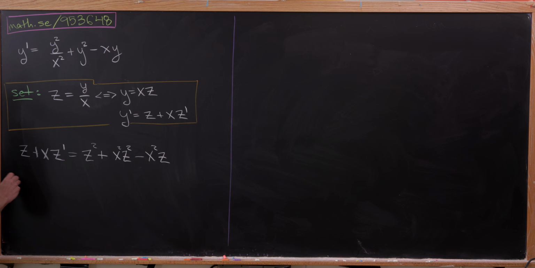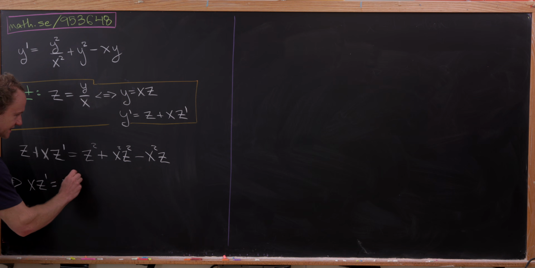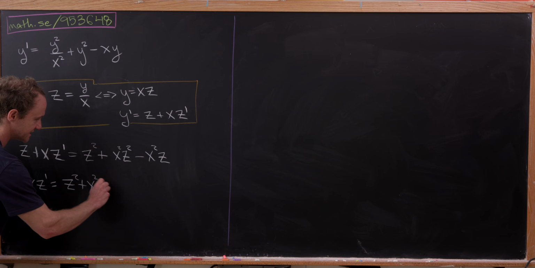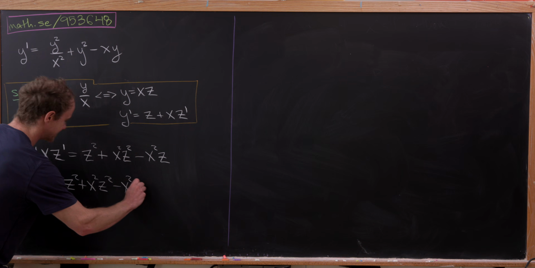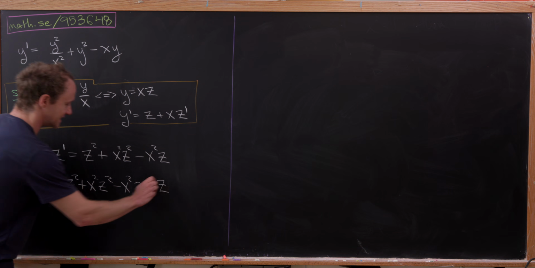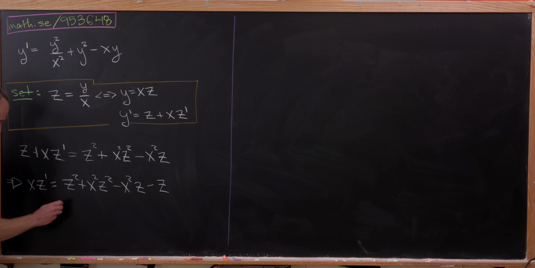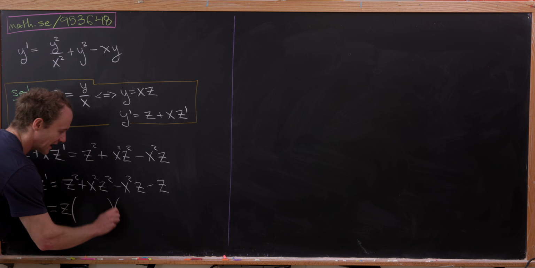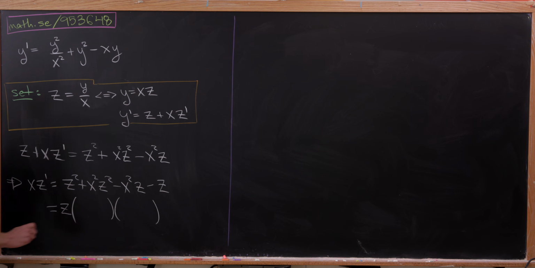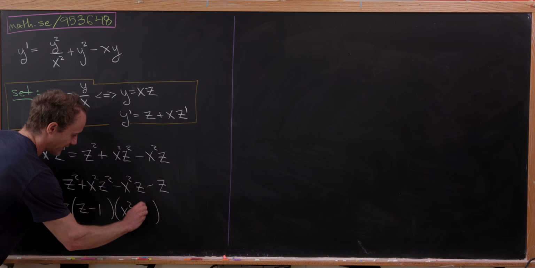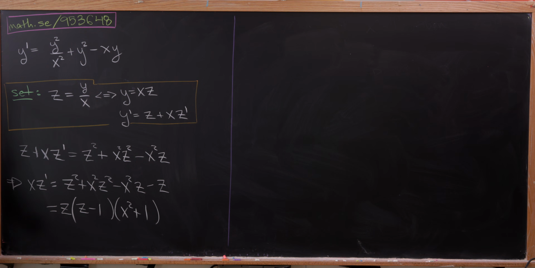But now let's move some things around. We'll have x z prime is equal to z squared plus x squared z squared minus x squared z, and then minus z. And observe that we can factor this if we look at it just right. So observe that we can pull a z out, and then after that, we've got something like this, z minus 1 times x squared plus 1. Now, you can multiply that out and see that that is exactly what we get there.